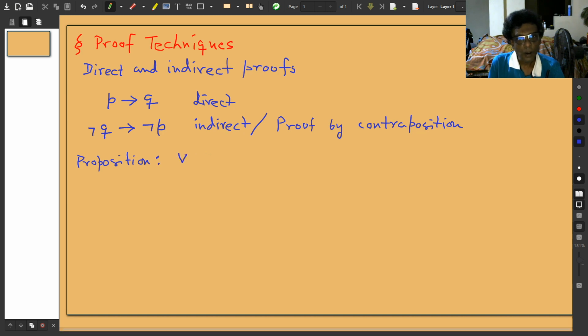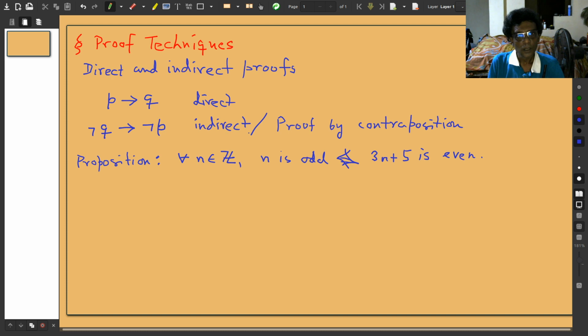For all integers n, we have n is odd if and only if 3n plus 5 is even.